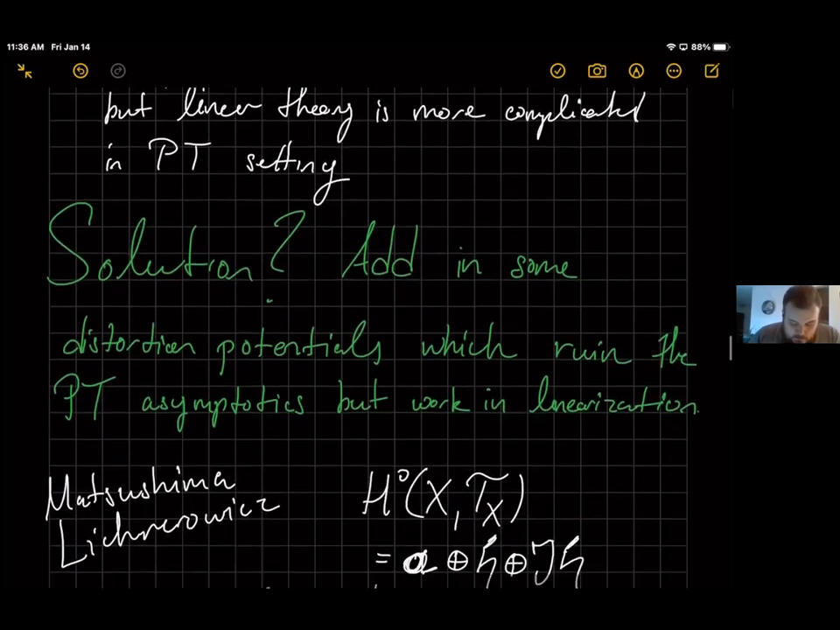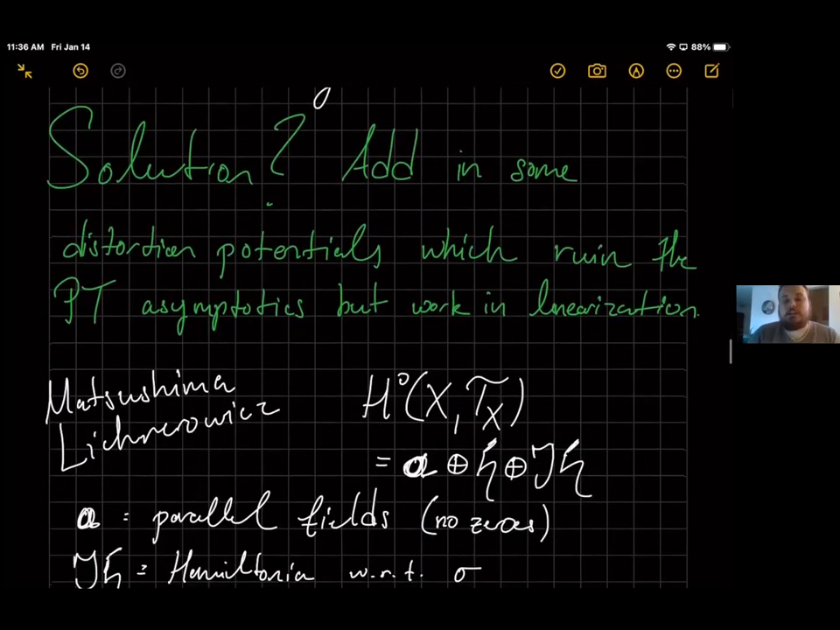So that's where my generalization comes in, is to just include some distortion potentials, which end up ruining the Poincaré-Type asymptotics from the definition of a Poincaré-Type metric, but their linearization at the end, when we're trying to do sort of an implicit function theorem argument, they work out.